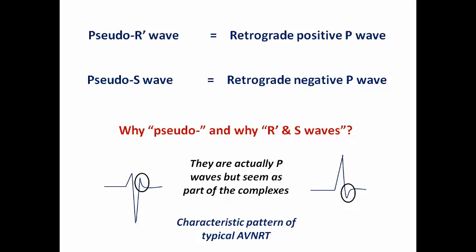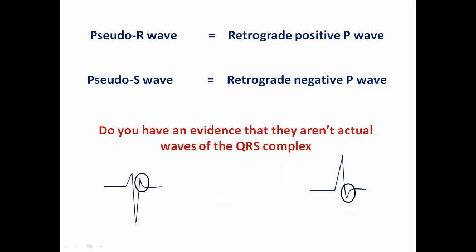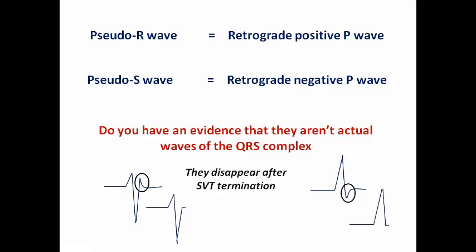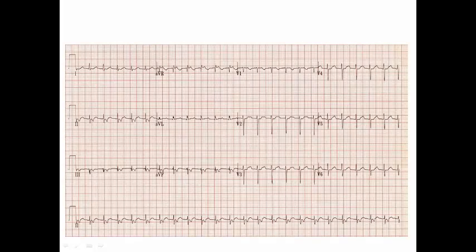How could we know that they are pseudo R and pseudo S, and make sure they are not actual parts of the QRS complex? Just repeat the ECG after termination, and you would see that they disappear after SVT termination. So of course they were not parts of the complex; they were retrograde P waves, and when you terminated the SVT, they disappeared.